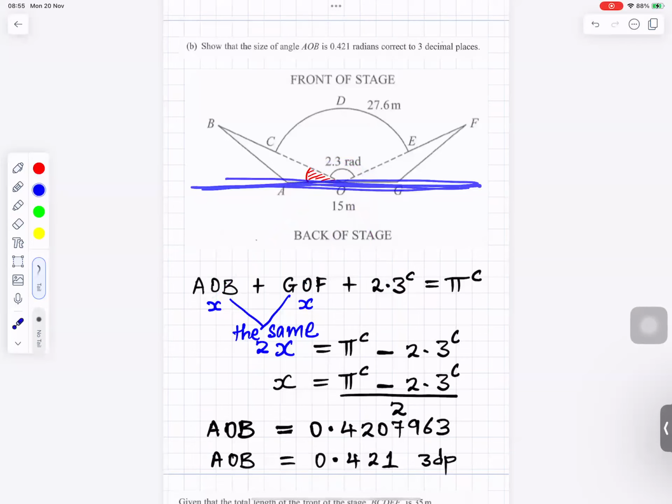Look at that blue line there. There's 1, 2, 3 angles there. So we call them x and x, they are the same. So 2x plus the one in the middle, 2.3, equals pi radians. So pi minus 2.3 divided by 2 gives you the angle, and you change it to 3 decimal places, 0.421.